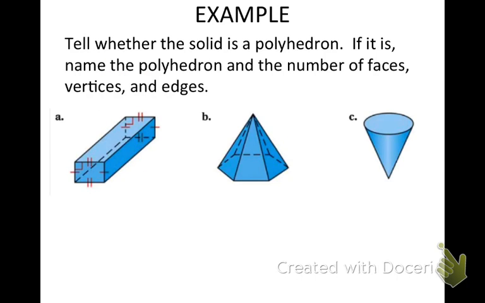All right, so let's go through this first example on the back. Decide whether we have a polyhedron or not. If it is, name it. Is A a polyhedron? Yes, it's a rectangle. Yes. It is a polyhedron. Is it a prism or a pyramid? Those are going to be our two options we're going to go with. Prism. It is a prism. Okay.